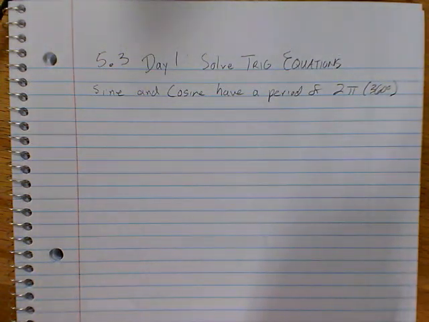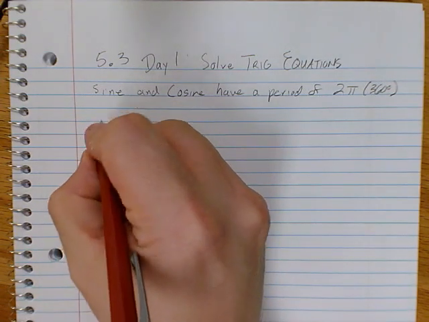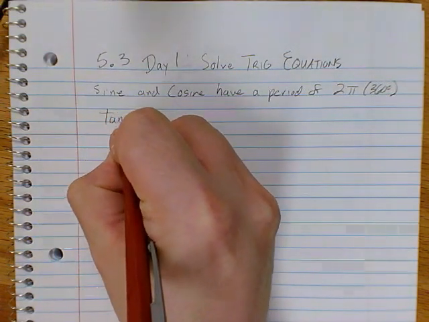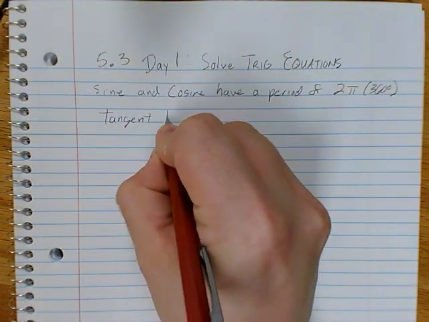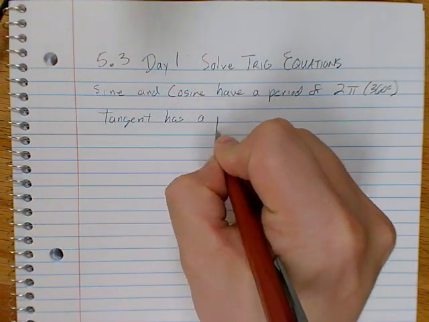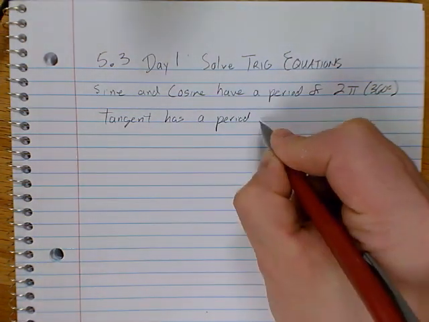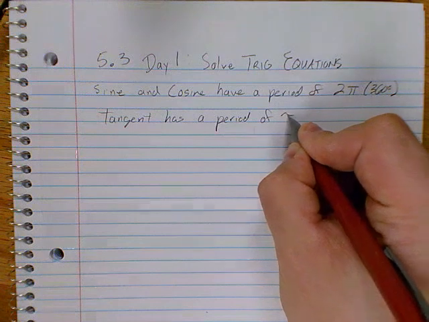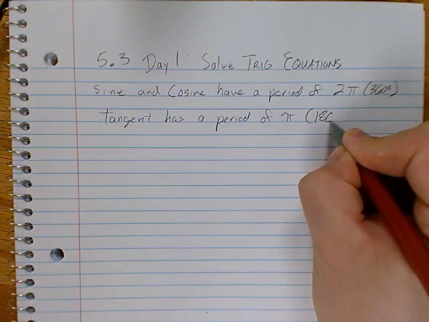But the next thing that is weird, and we did discuss this in the last chapter, is tangent has a period of just pi, which is the equivalent of 180 degrees.